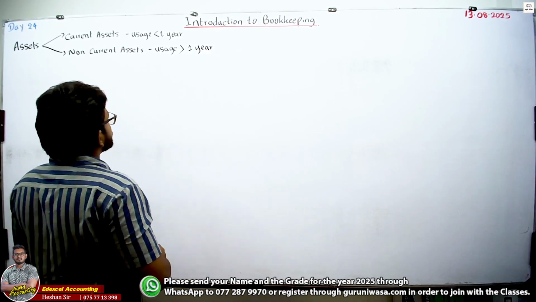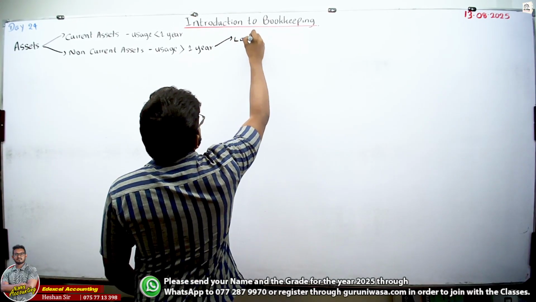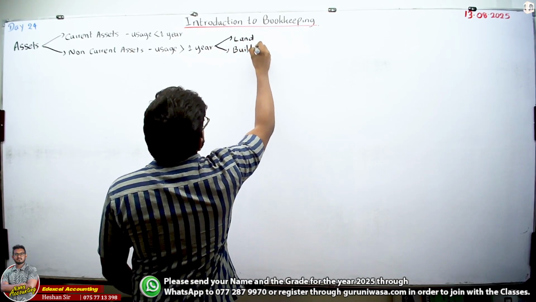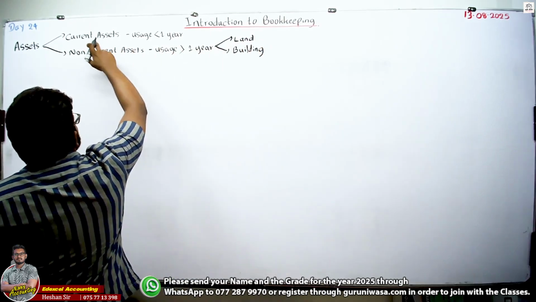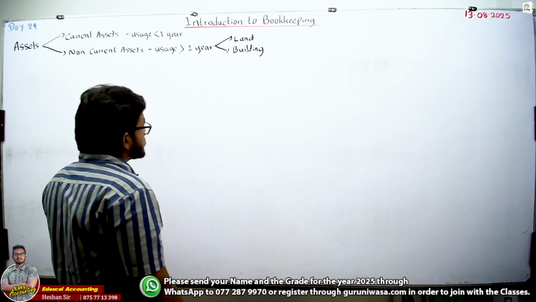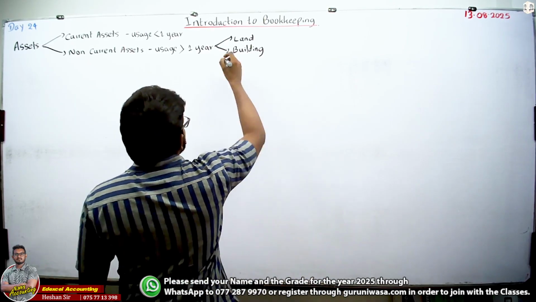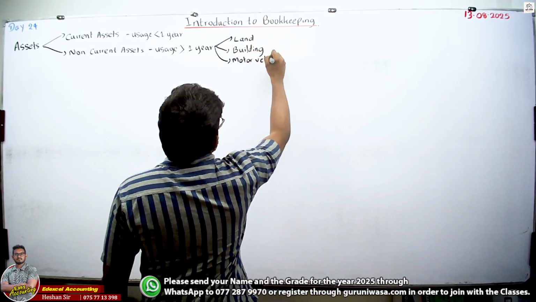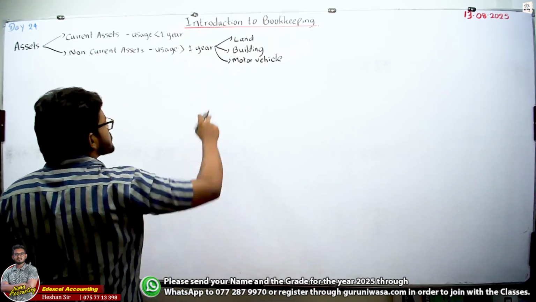There are different kinds of non-current assets. I can take land, building. Now, in a land sale business, lands are not non-current assets, they are current assets. For a land selling business, their stock is land, so the expected usage is less than 1 year. So it depends. When it comes to motor vehicles, in a grocery store, motor vehicles are non-current assets because they are expected to be used for more than 1 year.